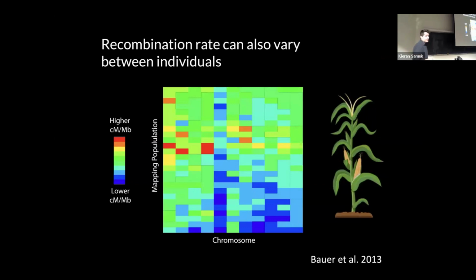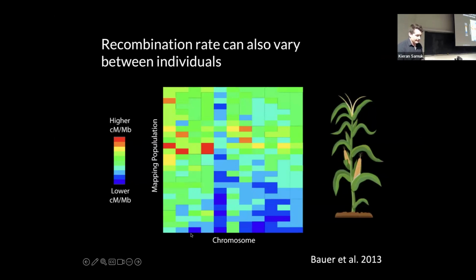Recombination can also vary within and between individuals. Here's some data from corn. What we have here are recombination rates, a sort of heat map. Cells that have warmer colors have higher average rates, cells that have cooler colors are lower. Each of these rows is a different mapping population of corn, and each column is a different chromosome. So, just kind of a take-home message here.